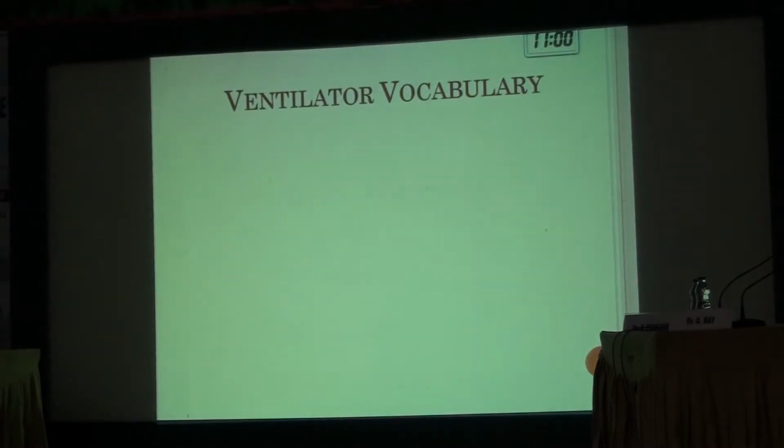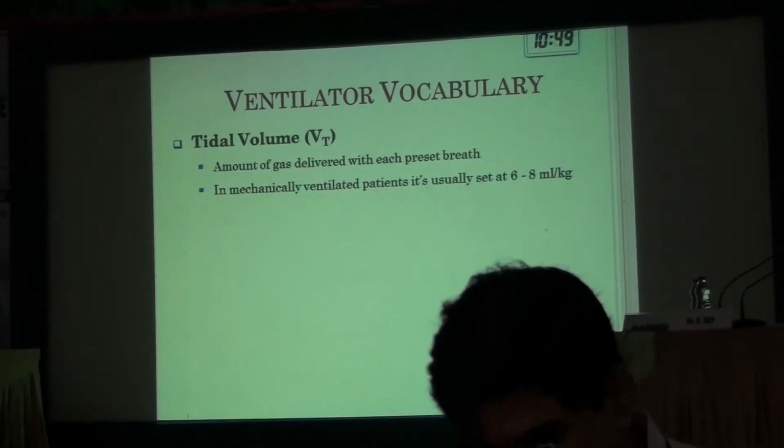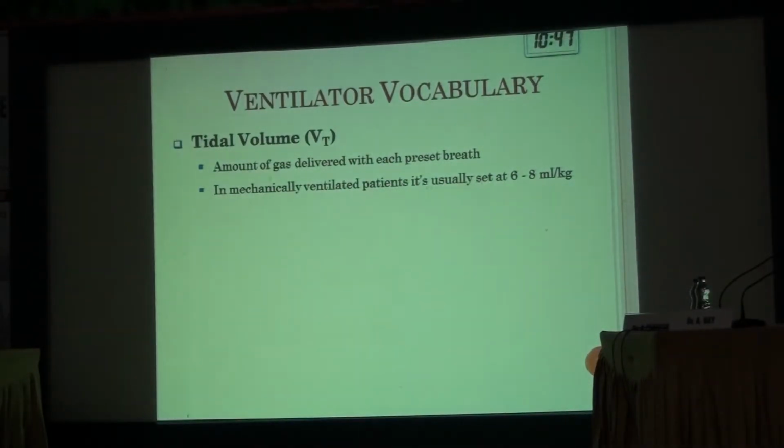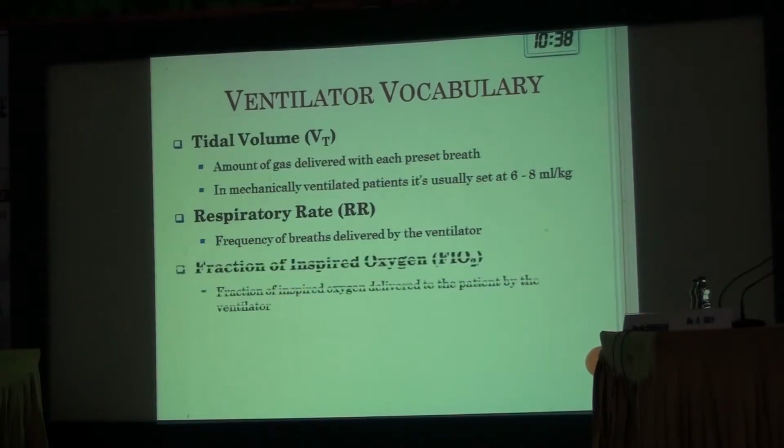So this vocabulary, as I was talking to you, tidal volume setting is the most important thing to begin with. It is the amount of gas delivered with each breath, and in a mechanically ventilated patient it is usually set at the rate of 6 to 8 ml per kilogram of body weight. Respiratory rate is another important parameter, the frequency of the breaths delivered by the ventilator. Fraction of the inspired oxygen, FiO2, that is also very, very important.